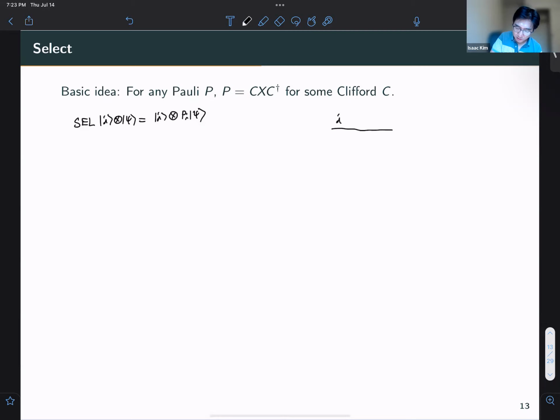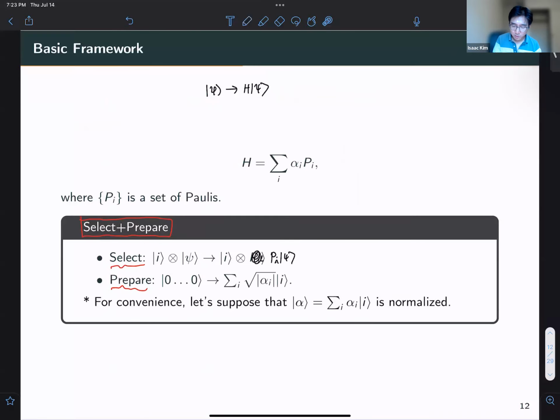Here would be I and P_I. So I would be like 0, 1, 2, 3, 100 or something. And P_I will be something like X1, X2, Z1, Z2, Z1, Y3, X4, 100, or something like that. So you first need to write down very explicitly the list of Paulis that you're going to use. Those Paulis are going to appear in this Hamiltonian. So you write down the Hamiltonian, and these P_I will be the individual terms that appear in the Hamiltonian. That's the first thing that you do.